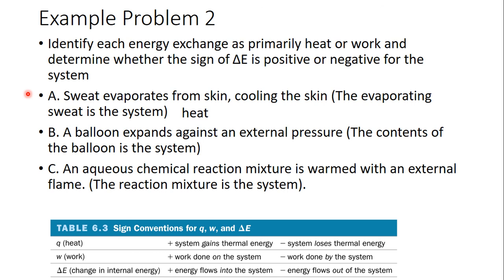So a balloon expands against the pressure. That's work. And if the balloon is our system, then work is negative. The change in E is negative because we're pushing against the atmosphere. So the system is doing work. All right. And a reaction is warmed by an external flame. Again, that's heat. Our delta E is positive because the heat is flowing into our system.